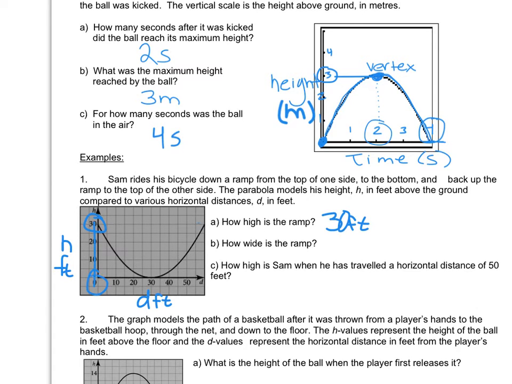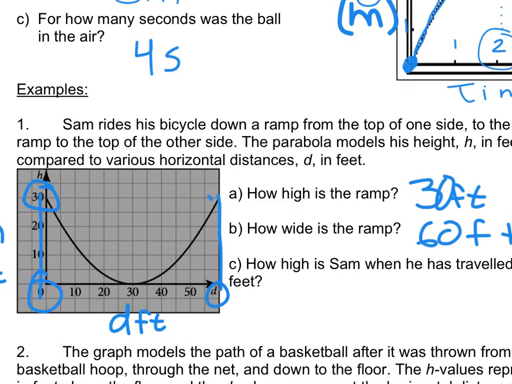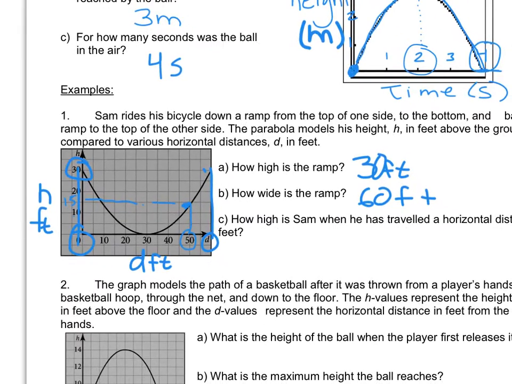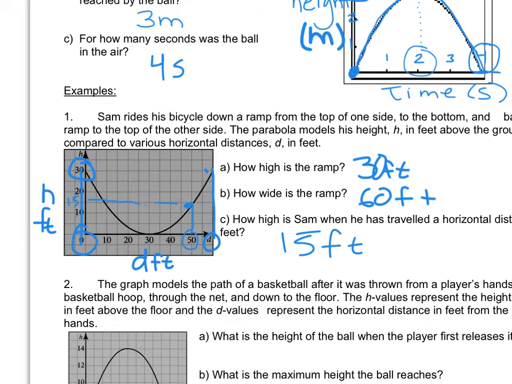How wide is the ramp? It goes from 0 to 60. How high is Sam when he has traveled a horizontal distance of 50? So if I go a horizontal distance of 50, let's see here. Here's 50. How high up am I? Come across. I'm between 10 and 20, so that's 15. So if I'm at a distance of 50 feet, I'm at 15 feet up in the air on the ramp. Okay, so we're basically just going through and reading parabolas.